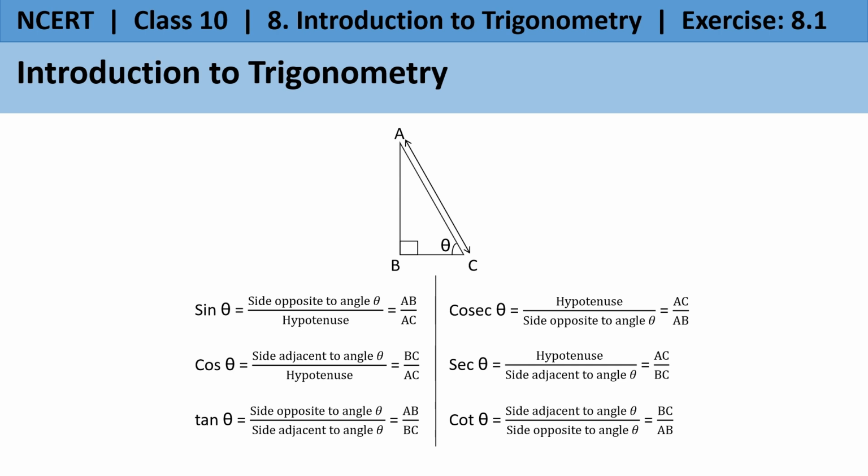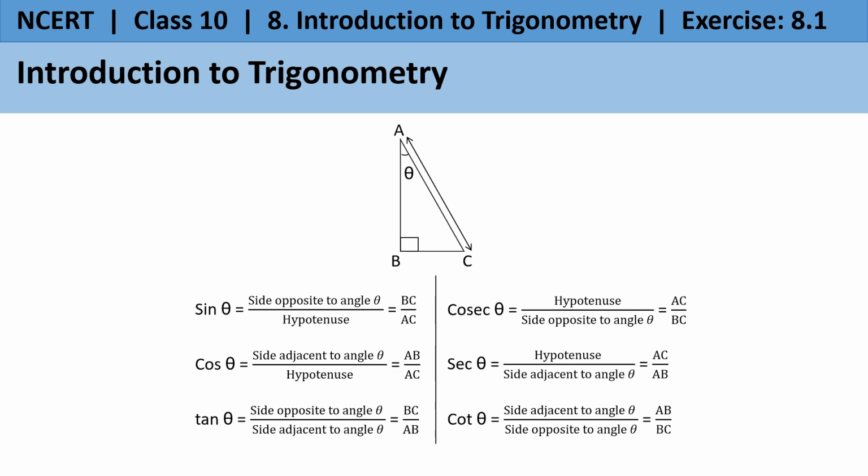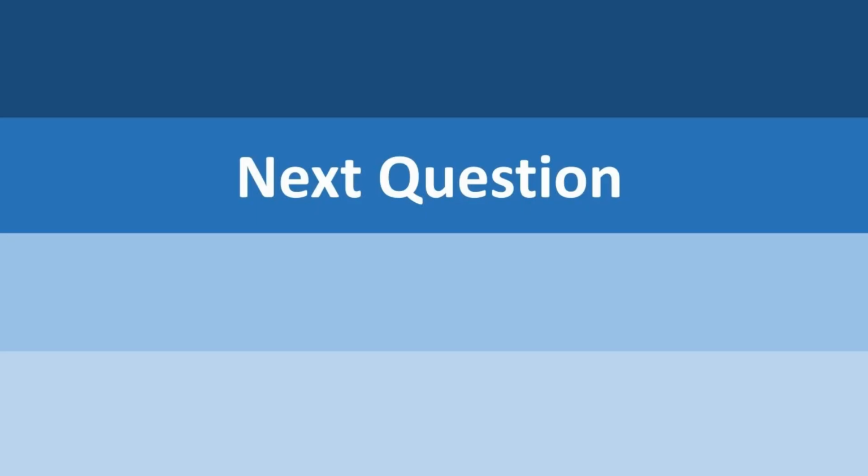to BC by AB. Please note that you can consider theta at A. Trigonometric ratios will change accordingly. Let us see next question.